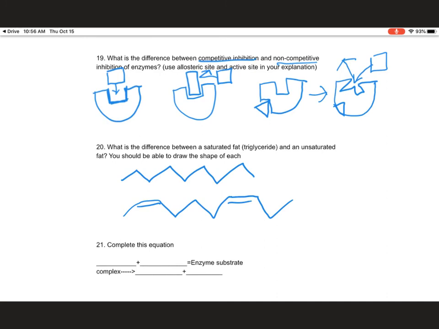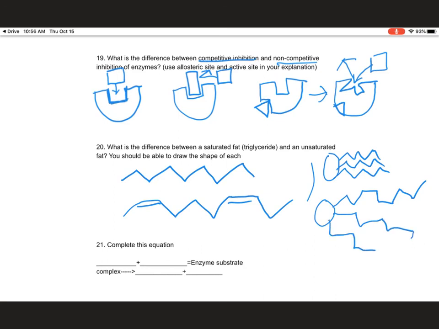The general shape of each of these, if we have a saturated fat, a triglyceride will have 3 of these, and they'll stack really nicely on top of each other, which allows us to have sort of a solid. Unsaturated will have these bends, which will make it so they don't stack so nicely on top of each other, and so that is more likely to be a liquid.